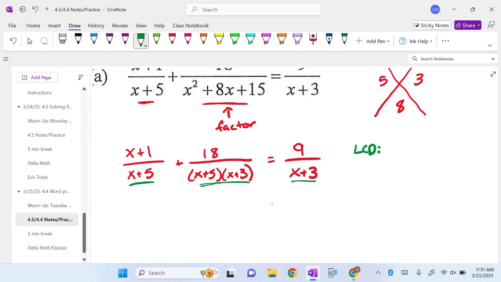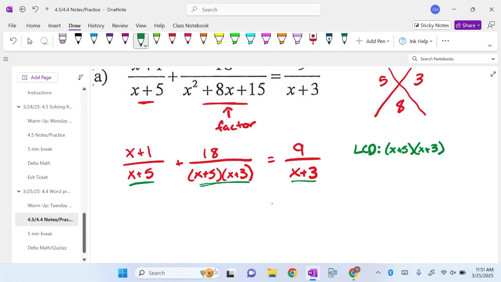So, since the first two fractions share an x plus 5, that's part of it. And since the second two fractions share x plus 3, that's part of it. Because remember, if this is our denominator, we can just multiply x plus 3 to this fraction to get the denominator. We can multiply x plus 5 to this fraction to get that common denominator. All right, so this is our LCD, or least common denominator. That's what we're shooting for.